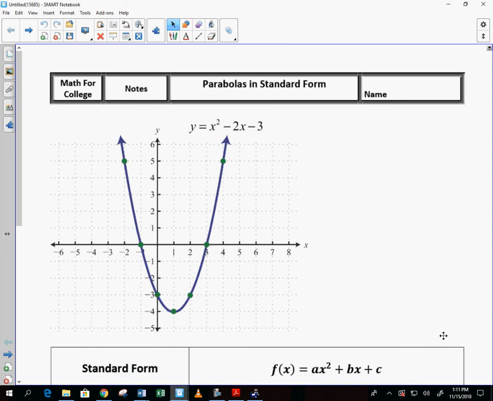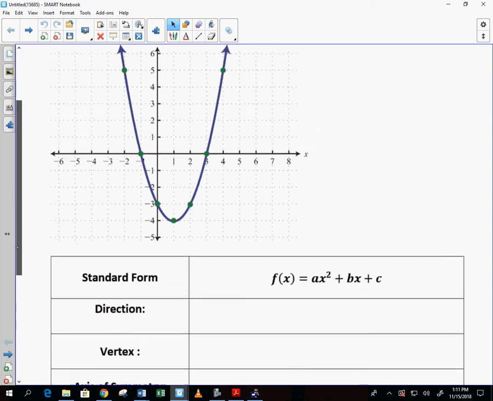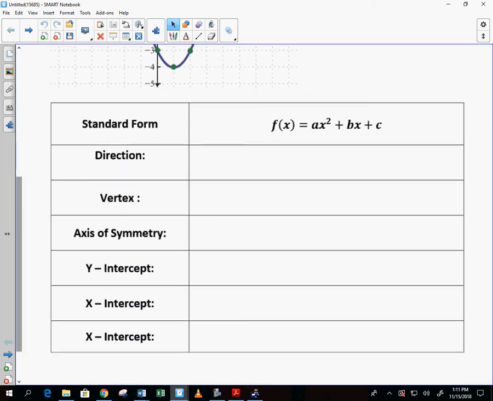Okay, here you go. Parabolas, going to have to know them for the test. All right. Parabolas in standard form. What do we call standard form of a parabola? Standard form of a parabola is ax squared plus bx plus c.